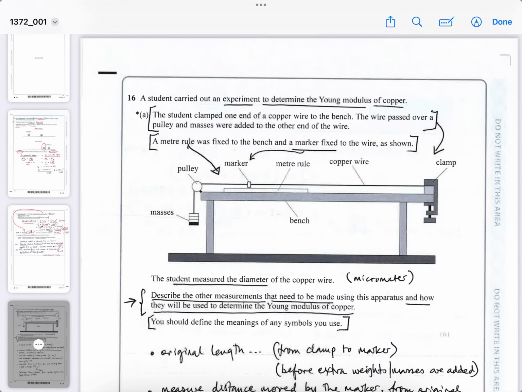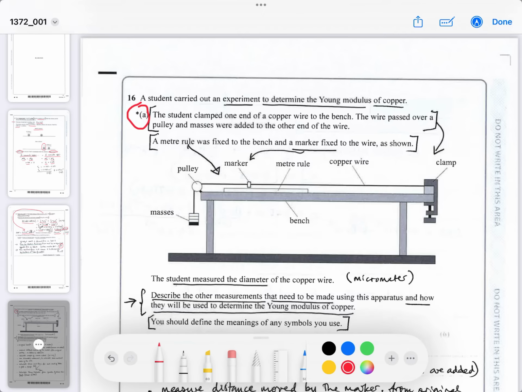So it says a student carried out an experiment to determine the Young modulus of copper. Normally the 2 materials that are most commonly used are copper and steel. The Young modulus for a material is a constant for the material, so it doesn't change according to its length or its dimensions. Now these questions, where they have an asterisk, are communication questions, where it's the qualitative answers that get the marks rather than a mathematical proof.